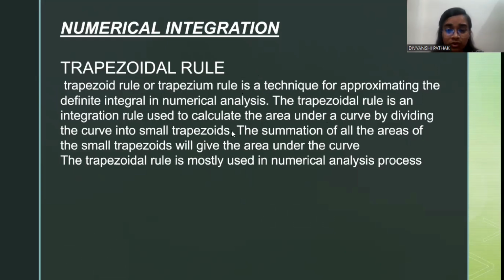और हम इसे ट्रेपेजॉइडल रूल इसलिए बोलते हैं because the curve comprises of two small trapeziums, and the summation of all the areas of small trapezium will give the area under the curve. That's why it is called trapezoidal or trapezium rule. The trapezium rule is mostly used in numerical analysis process.